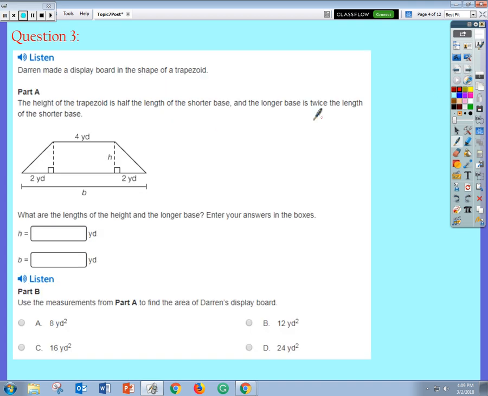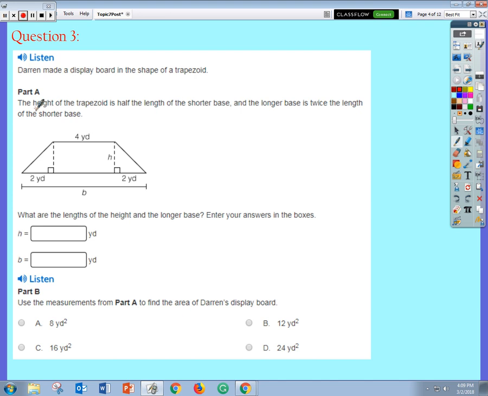So the next one. Darren made a display board in the shape of a trapezoid. The height of the trapezoid is half the length of the shorter base. And the longer base is twice the length of the shorter base. I just read a lot there. I'm confused. I'm going to go back in and read again.